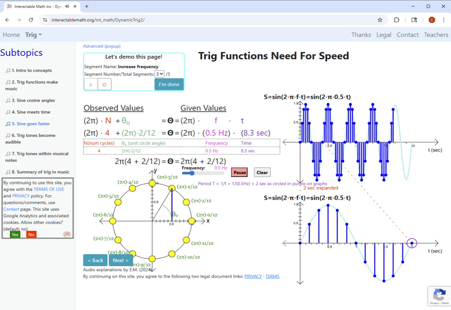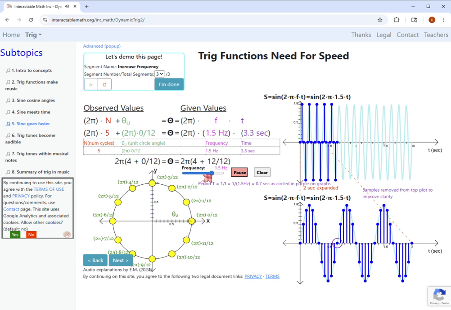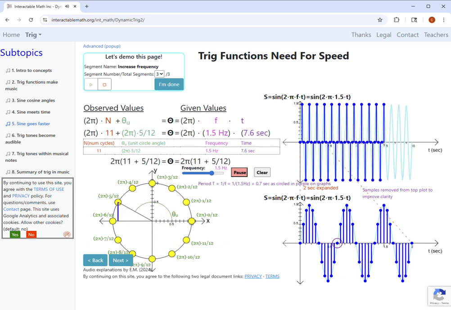As we increase the frequency, the period of repetition decreases and we get more cycles in the time frame. Isn't this more interesting than the original plots we saw on page 3, where you got the same curve whether you went around the circle fast or slow? We'll take it up to 1.5 Hz. The upper right plot had to drop some sample points to keep the graph readable. The period of 1 over 1.5 or 0.7 is seen clearly on the lower right graph.